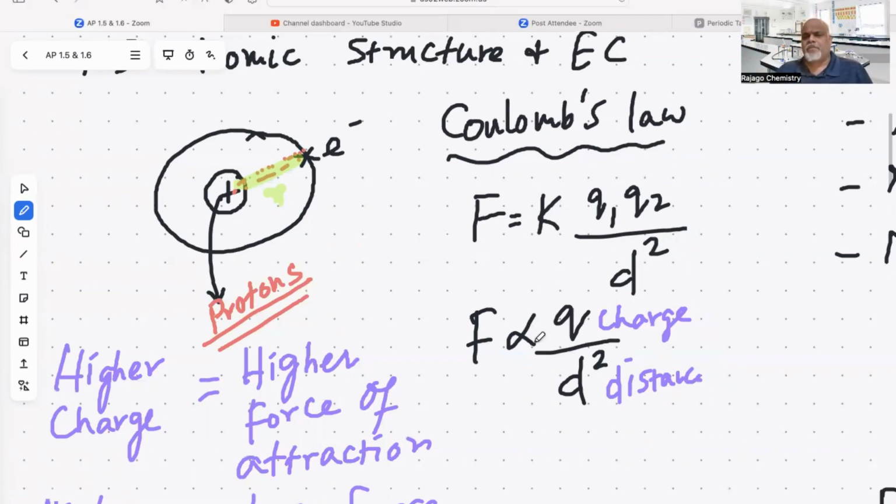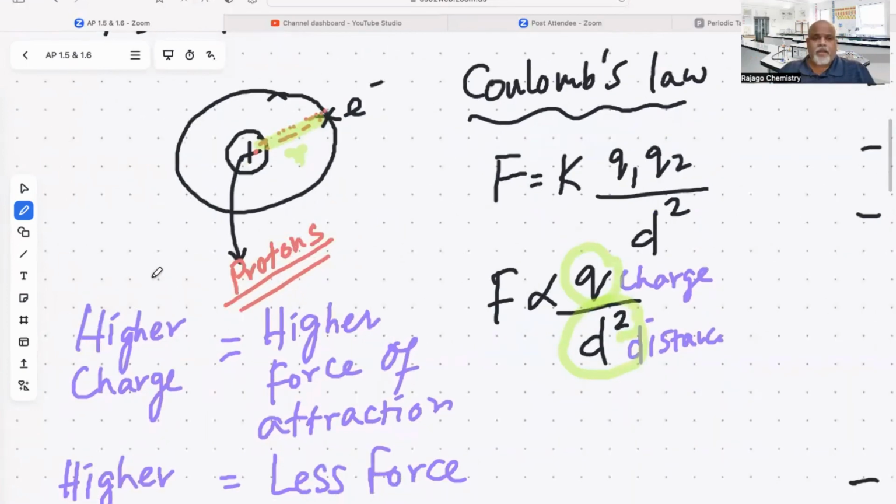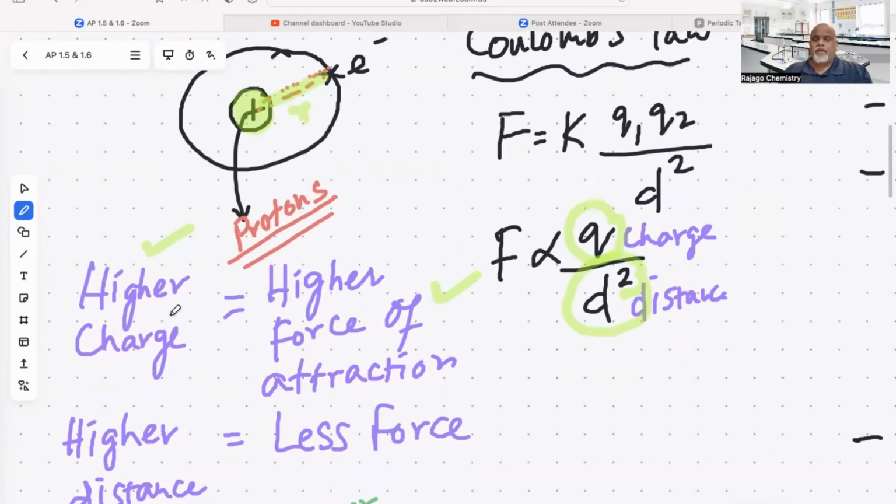In other words, F is directly proportional to the charge and inversely proportional to the square of the distance. So the higher the charge, the higher the force of attraction. If you have a lot of protons here, it is going to attract the electrons very well. The higher the distance, the less the force.